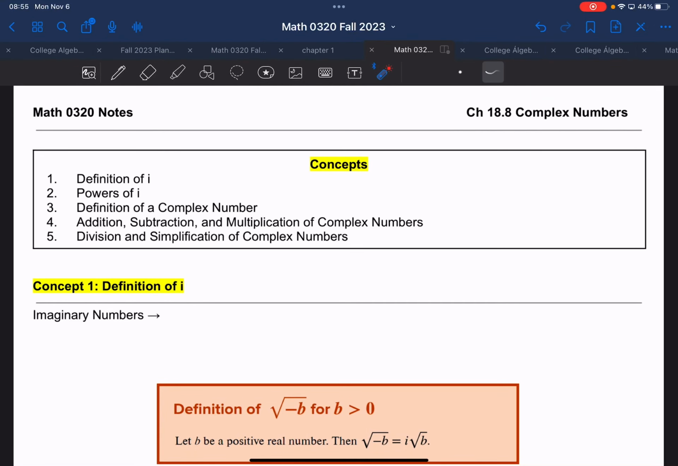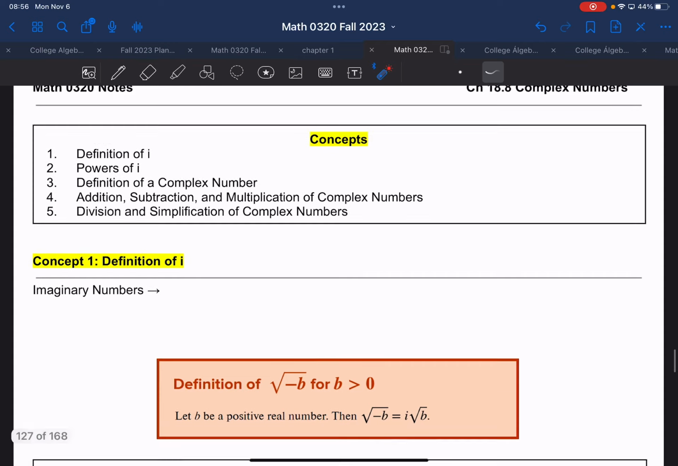So for 18.8, we're talking about complex numbers. The reason that they're called complex numbers is because part of the number is real and part of the number is imaginary. The concepts we're going to look at are the definition of i, the powers of i, the definition of a complex number, and then how to add, subtract, multiply, and divide all these different complex numbers.